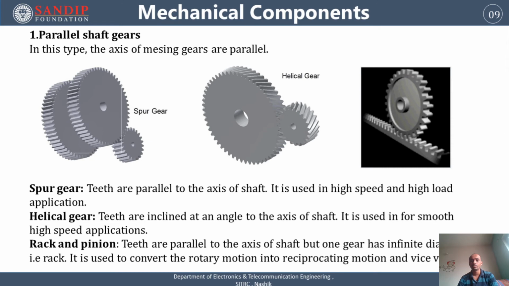In the third diagram you can see where teeth are parallel to the axis of the shaft, but one gear has infinite diameter. It is generally the base gear, continuously rotating, and its diameter is infinite. It means you can say it is a straight line. Hence, it is known as a rack, and the pinion is placed above that, which is continuously rotating. Hence, it is used to convert rotary motion into reciprocating motion.